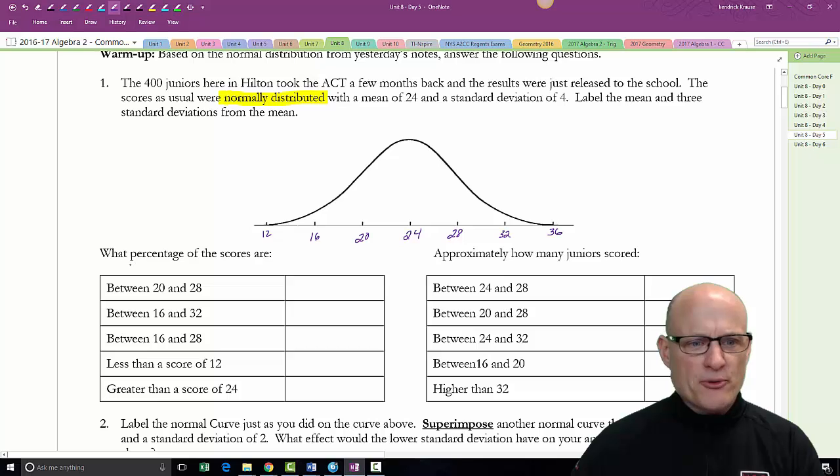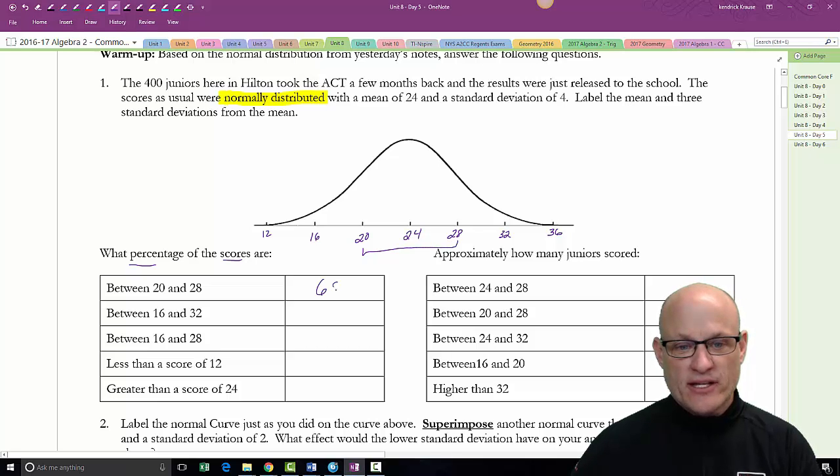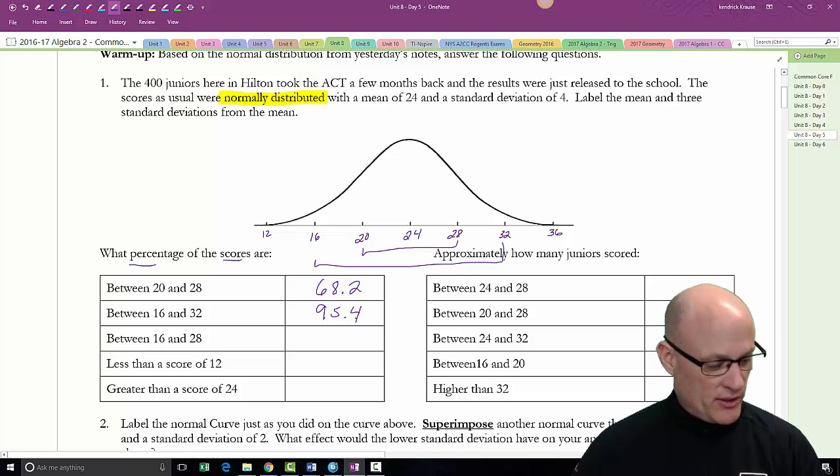So we want what percentage of scores are between 20 and 28. That's one standard deviation up. That's one standard deviation down. That's 68.2. Between 16 and 32, that's two standard deviations up, two standard deviations down. You should remember from yesterday, that's 95.4%.